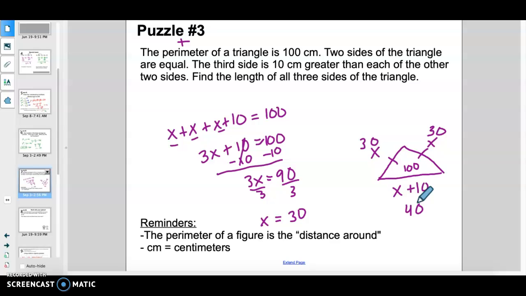So this works for any type of shape where they give you the descriptions of the sides. Usually one of the sides you can designate as x, and then you're going to manipulate that x with the different clues that it gives you and use that to set up your equation. So hopefully you guys can try out the next question using equations.